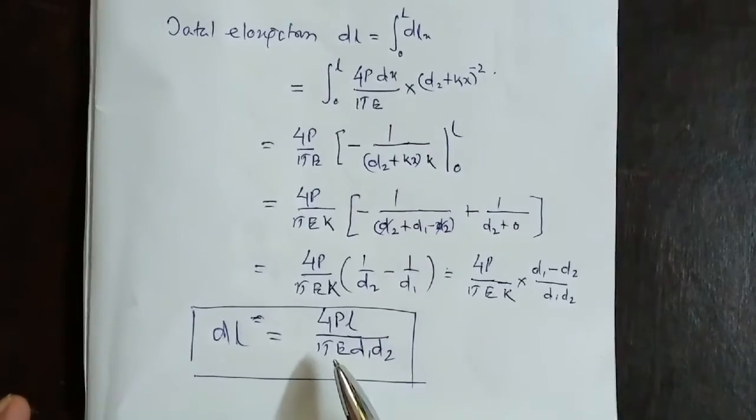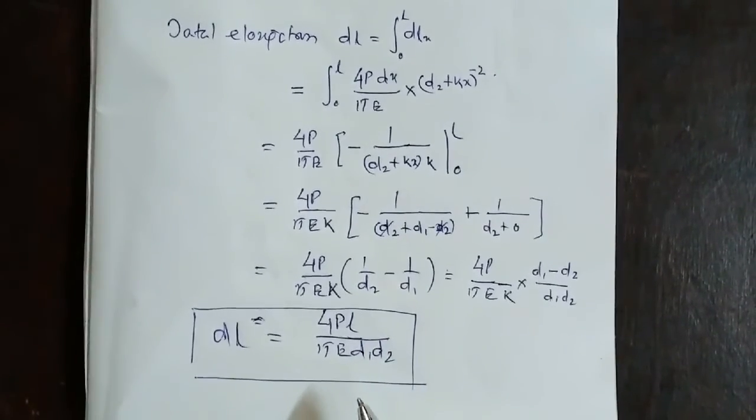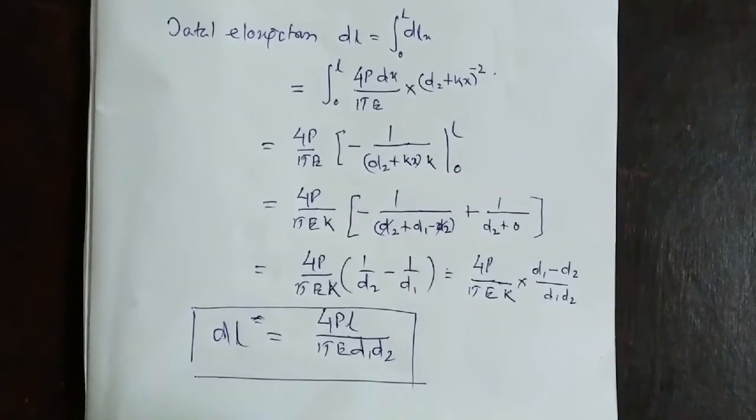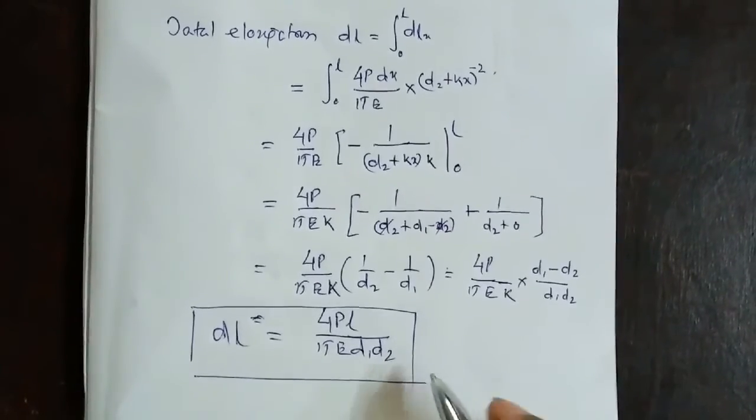That's all. So we can find the change in length even of a tapered bar whose diameter is not constant, but gradually tapered. For this you can use this formula. You can remember this formula, 4PL by pi E d1 d2.